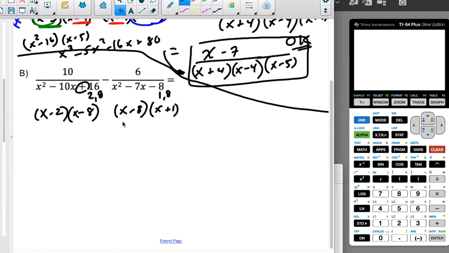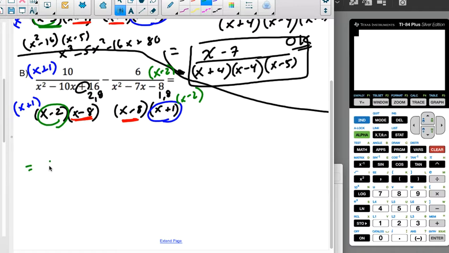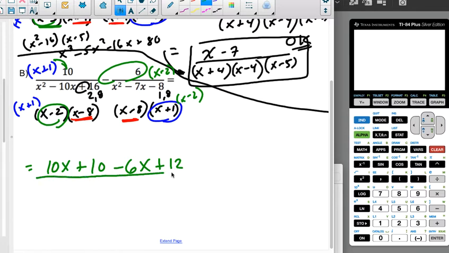So both of the fractions have an x minus 8. What's missing from the first fraction is the x plus 1, so I'll multiply by x plus 1 over x plus 1. Right? What's missing from the last fraction is the x minus 2. So I multiply by x minus 2 over x minus 2. What that means is I'm going to get a 10x plus 10, right? Because the 10 times the x plus 1. And then this is actually a negative 6, right? So minus 6x plus 12 over this lovely, crazy common denominator that I should not simplify unless I'm required to do so, right?